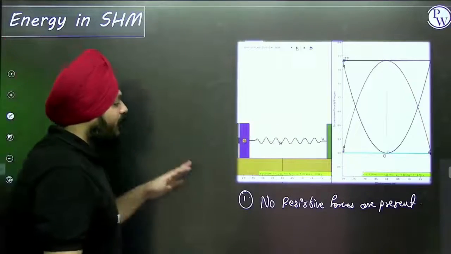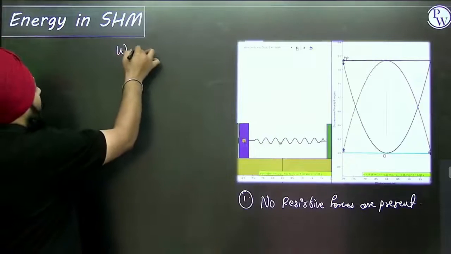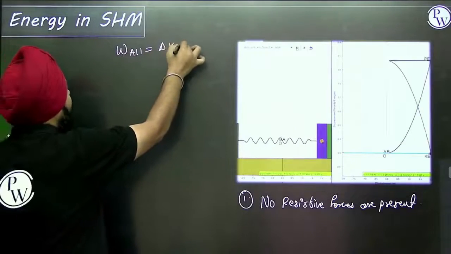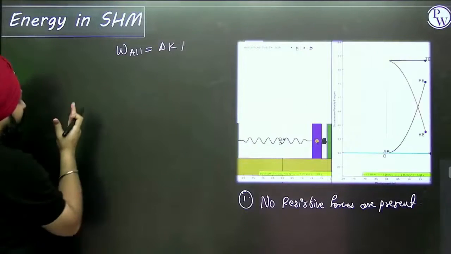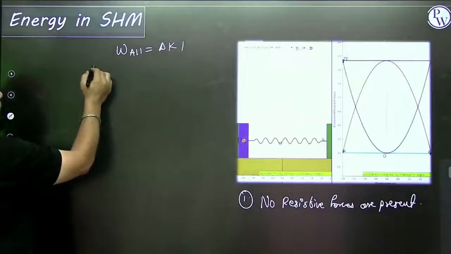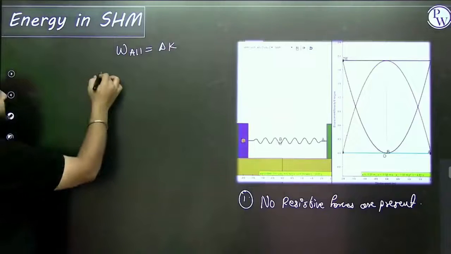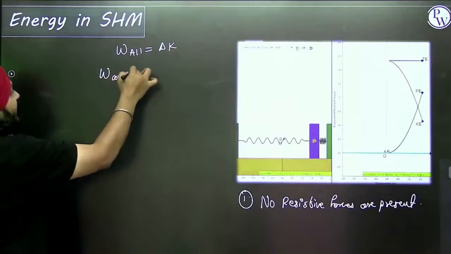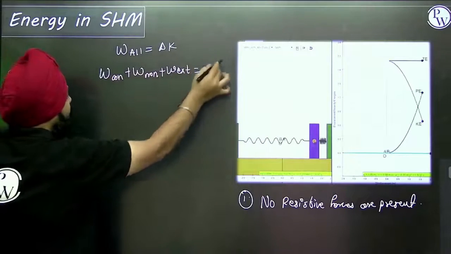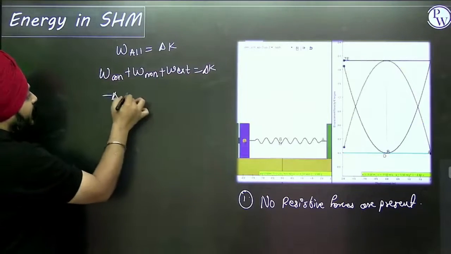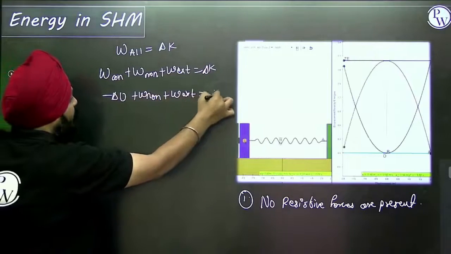So in this case, what will happen? See, according to the work energy theorem, work done by all forces will be the change in kinetic energy of the particle, right? Now, what kind of forces are there? What kind of forces can do the work? Work is done by conservative, work is done by non-conservative, work is done by external, and that will change the kinetic energy. So this is the negative delta U plus work done by non-conservative plus work done by external, and that is equal to delta K.